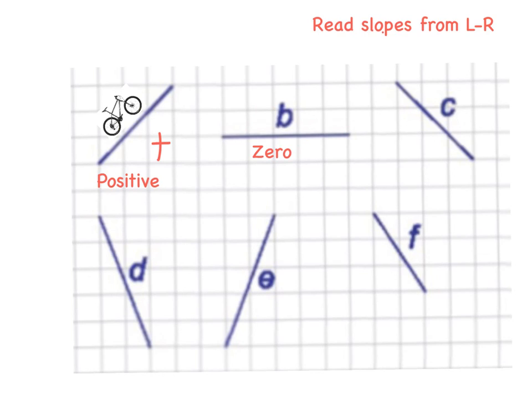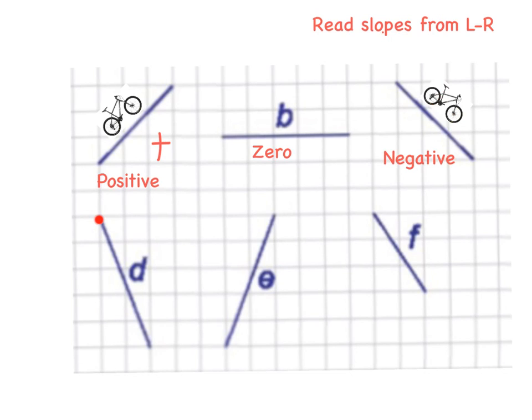Letter C here, if we have a look at it, if we read from left to right, we can see it's going downwards. So we refer to that as a negative slope. And again, I've just placed my bike on that just so you can see that the bike is going downhill and that's a negative.